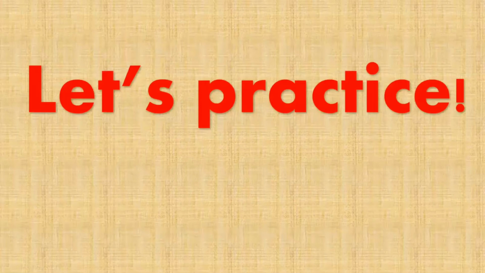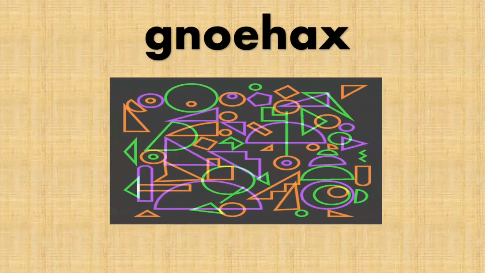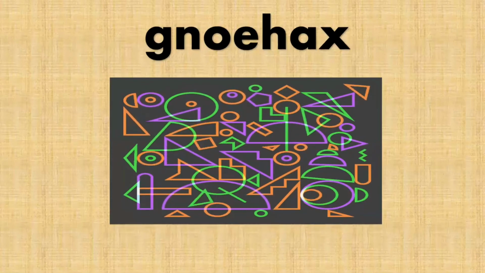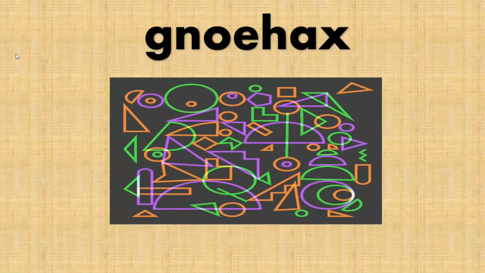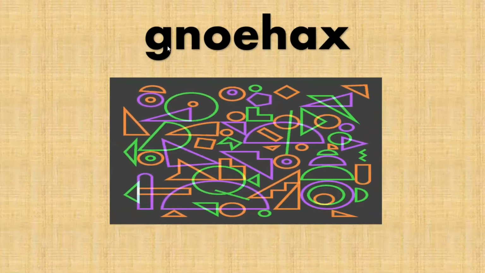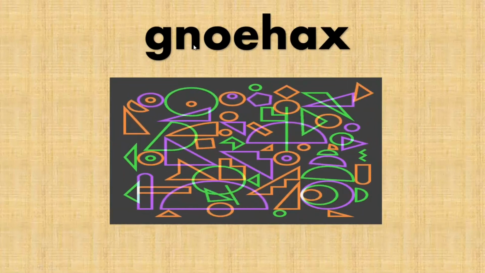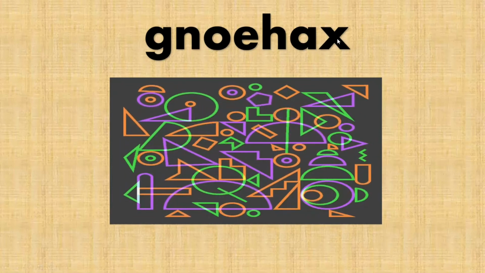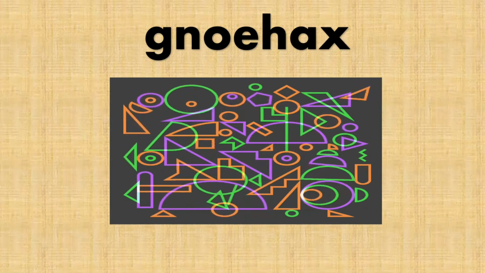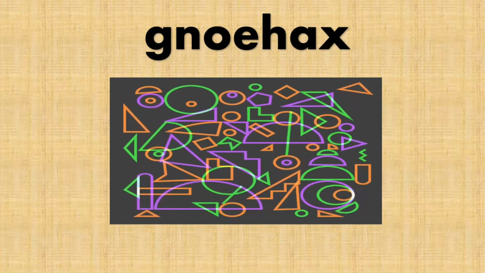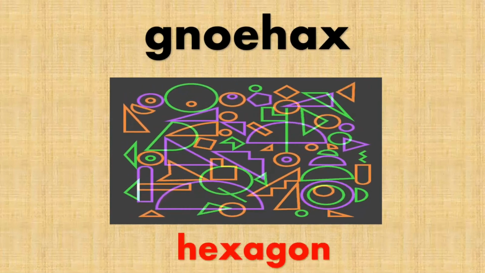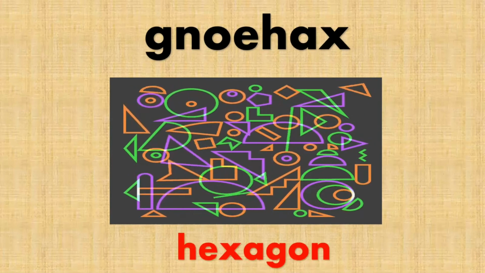Okay, nice try, everyone. Now, let's practice. I have scrambled the letters, and can you help me identify the shapes? Okay, I have here first shape, number 1. Shape number 1, we have G-N-O-E-H-A-X. What shape is this? I'll give you a clue. It has 6 sides. If your answer is hexagon, you're correct.